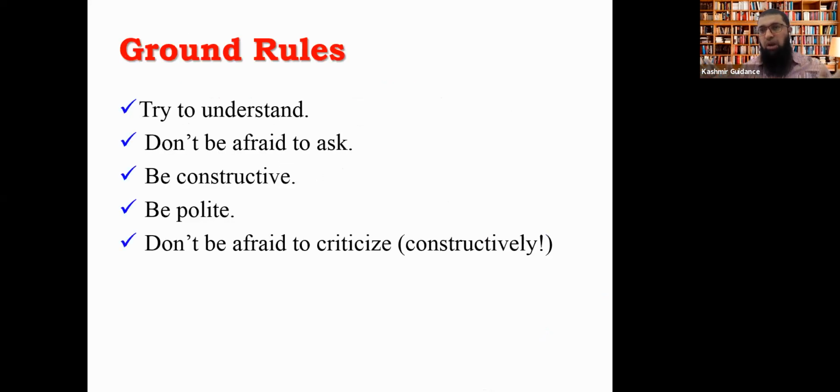So the ground rule for today's talk is: try to understand what is written in the paper. Try to understand. Don't only read. Just try to understand, and don't be afraid to ask. Every time, this is a set rule and golden rule for all research students. Don't be afraid to ask.